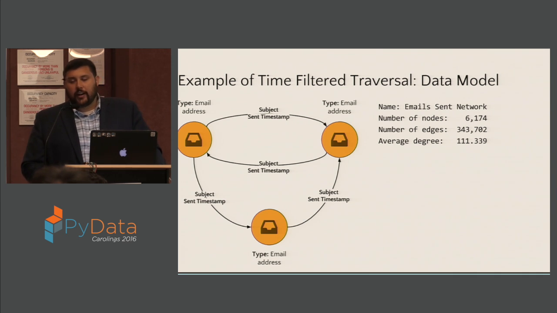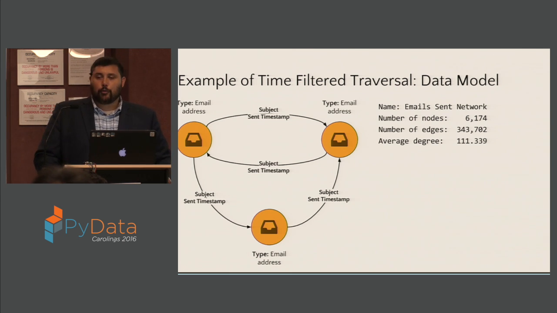So I exported mine, and I got 6,174 email addresses that are in my inbox. I don't respond to that many people, so I'm not 100% sure where that came from. But 343,000 emails, that's how many emails are in this graph. And each of those addresses has an average degree of about 111. So apparently these are people that I communicate with fairly often as I'm working. So that's too many.